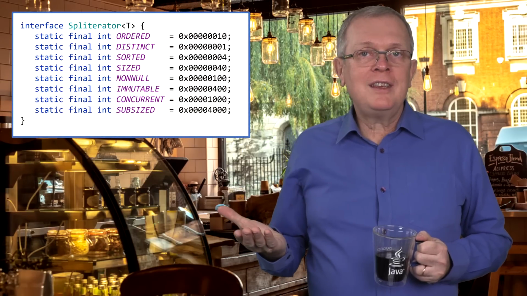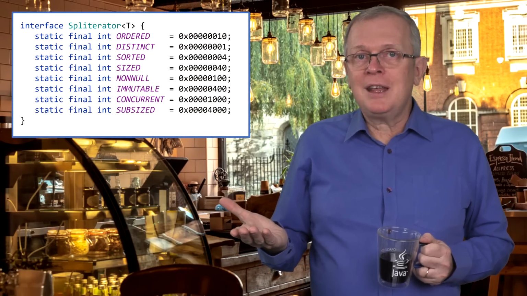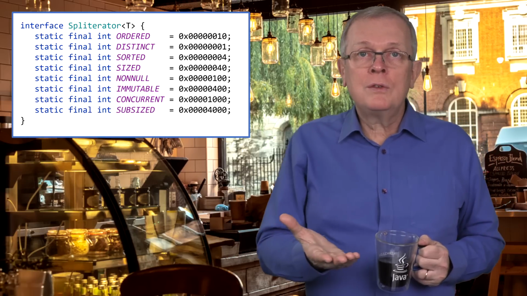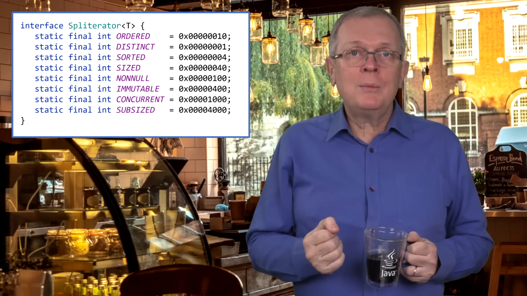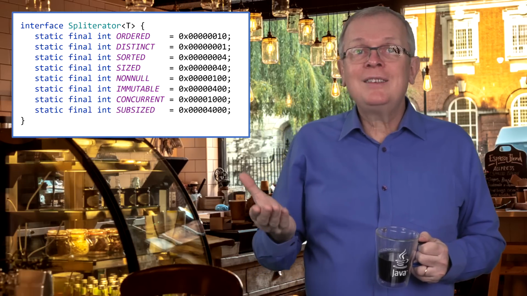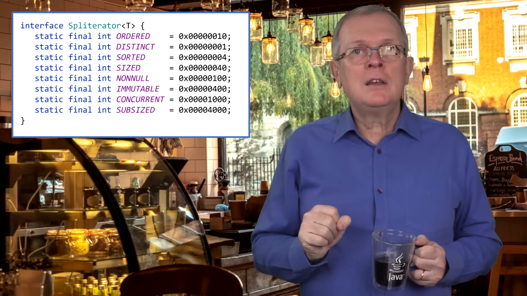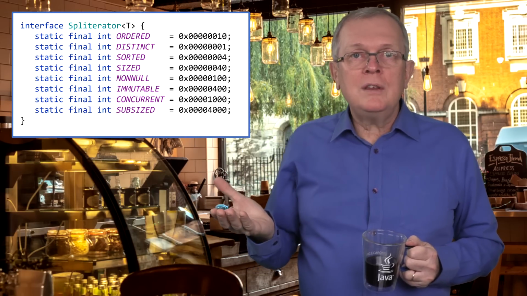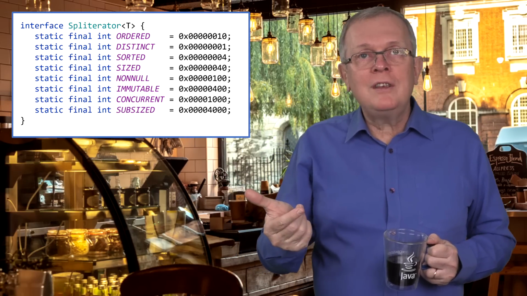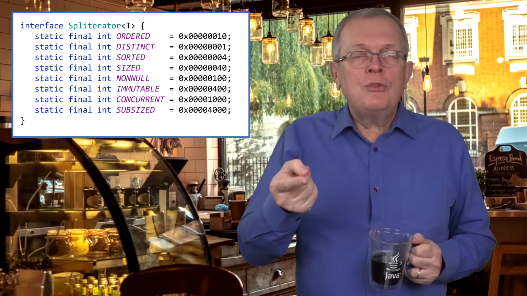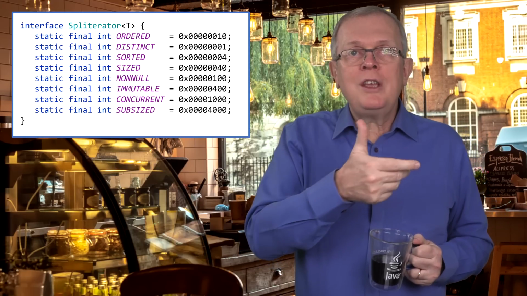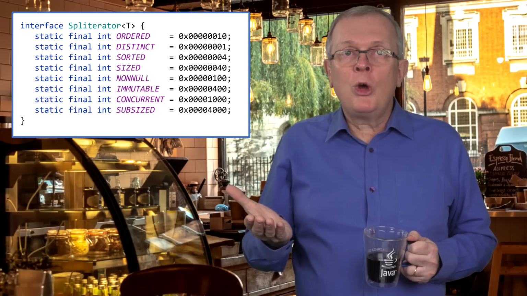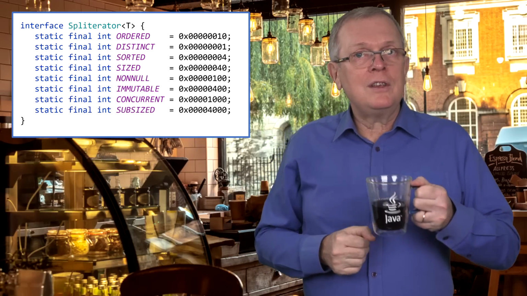One of the characteristics is distinct, meaning that this stream does not contain objects that are equal. For instance, when you call distinct on a stream, what you get is a stream that has this characteristic, distinct, meaning that if you call distinct again, well, there is no need to do anything because this stream is already distinct. Same if you create a stream on a hash set. Calling distinct on such a stream doesn't need to do anything because your stream already has this characteristic.